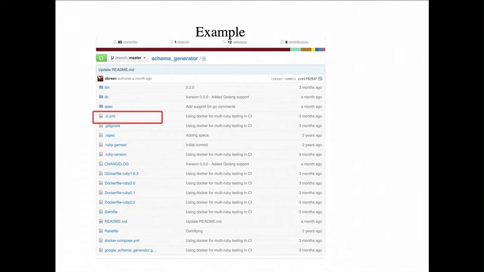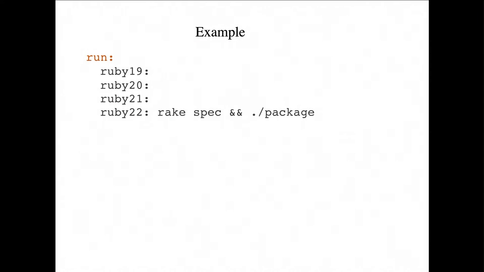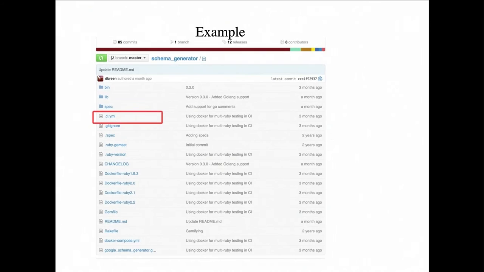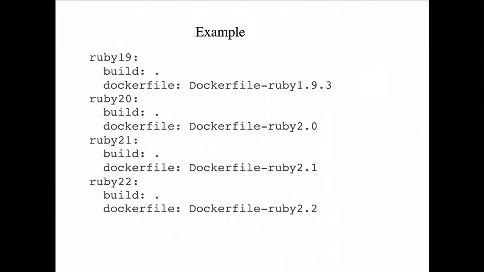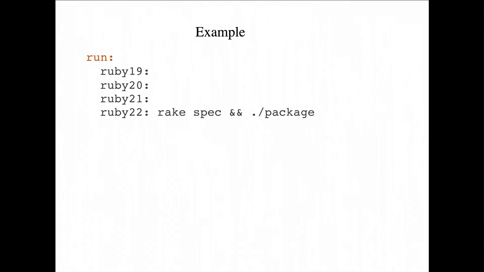And the last piece of the puzzle is the .ci YAML file, which brings all these things together. Here you can see we have defined four keys, and each of these keys corresponds to the Docker Compose file. So Ruby 1.9 was the key in the Docker Compose file. You can also override the command in the Docker file. Here we are doing something special for Ruby 2.2 builds.